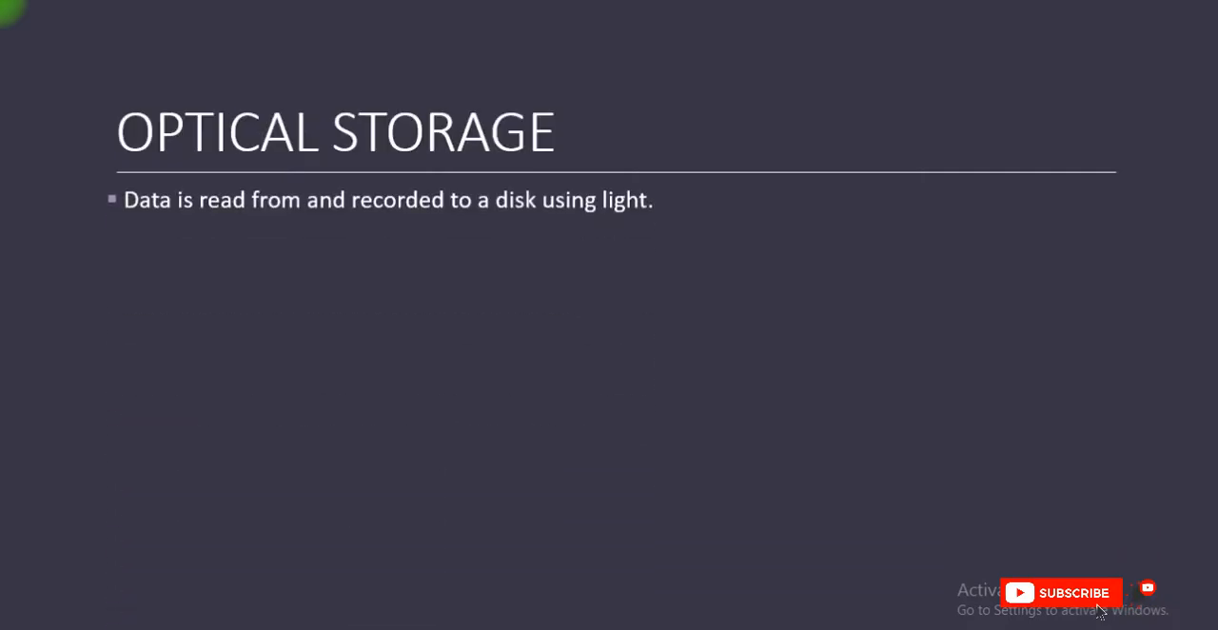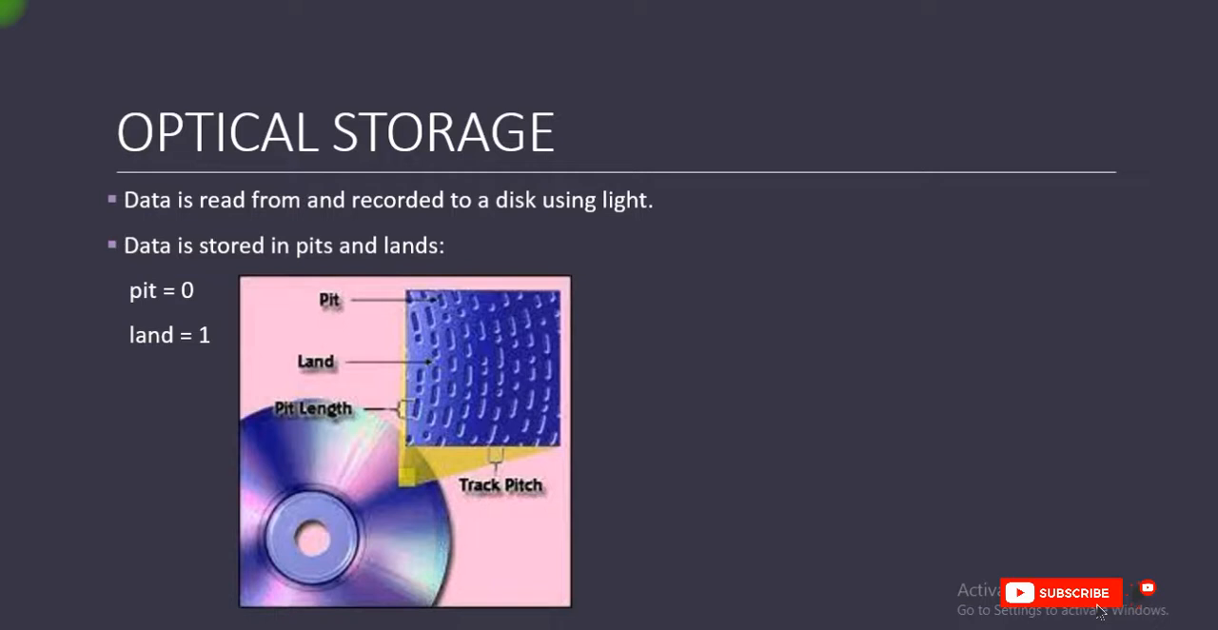And as I mentioned before, with optical storage, data is actually read from and recorded to a disk using light. So this is a laser light that actually does that. The data is stored in pits and lands, and we're going to be looking at the surface of a disk shortly.